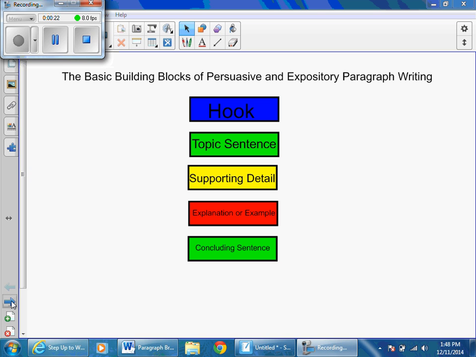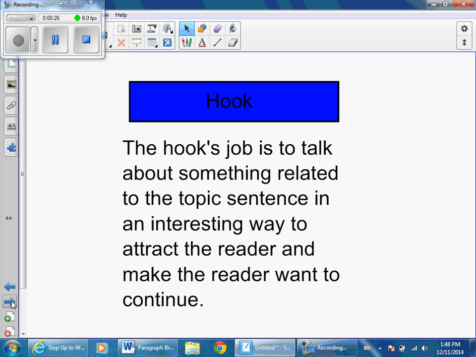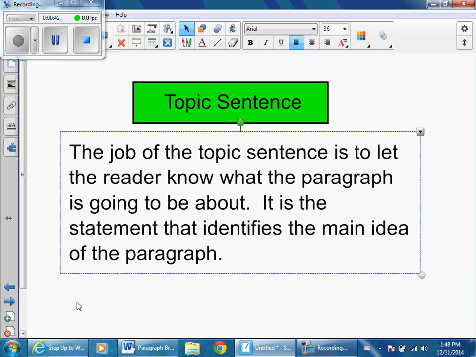As a refresher to remind you what each of these different building blocks does, the hook's job is to start the paragraph off in an interesting way that grabs the reader's attention and makes the reader want to continue to read. It does not state the topic sentence, but it is going to be something that is related to it. The topic sentence's job is to let the reader know what the paragraph is actually about. It is the statement that identifies the main idea of the paragraph.